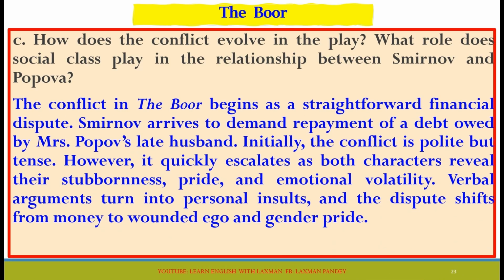The conflict in The Boor begins as a straightforward financial dispute. Smirnov arrives to demand repayment of a debt owed by Mrs. Popov's late husband. Initially, the conflict is polite but tense. However, it quickly escalates as both characters reveal their stubbornness, pride, and emotional volatility. Verbal arguments turn into personal insults, and the dispute shifts from money to wounded ego and gender pride.